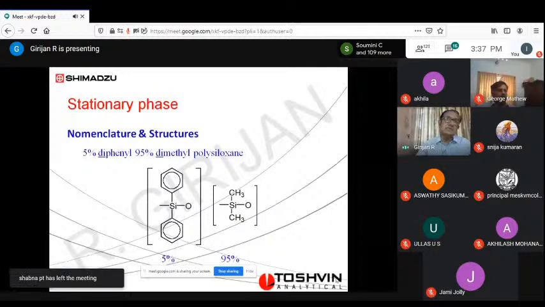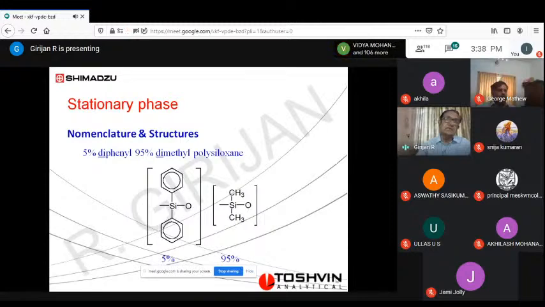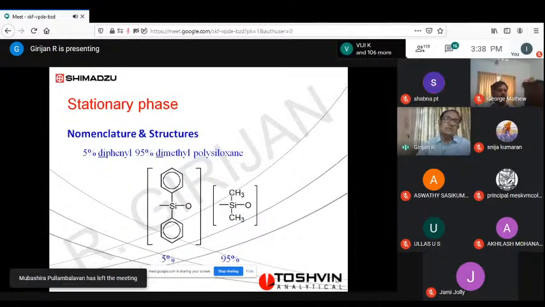This is an example of a very popular column. You can see it is a 5% diphenyl modified, 95% dimethyl polysiloxane column. A very, very widely used column for a variety of samples. And because of the 5% diphenyl modification, there's a slight degree of polarity you are introducing. But we normally consider it as a non-polar column. And this can go to 350 degrees maximum temperature. Every column has a maximum temperature. This can go to 350 degrees, a very high temperature range is available.